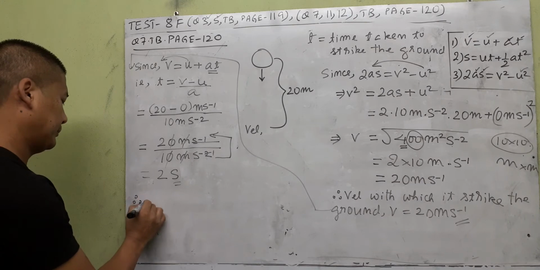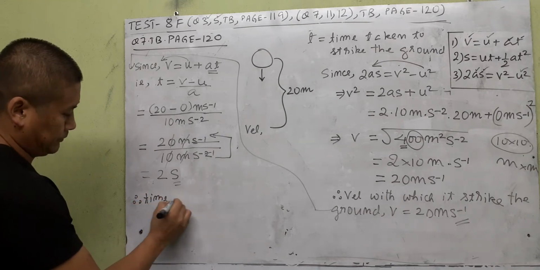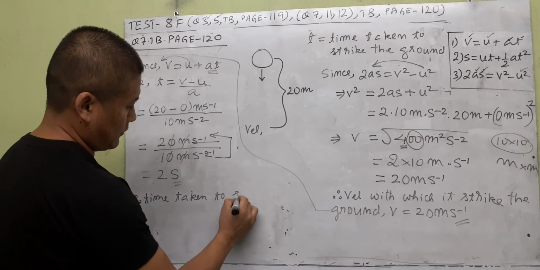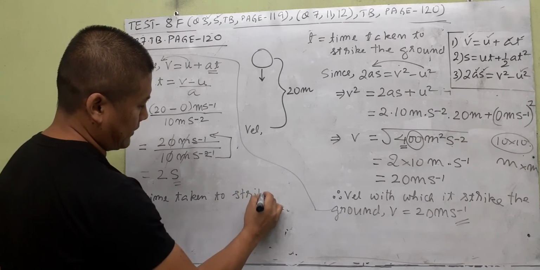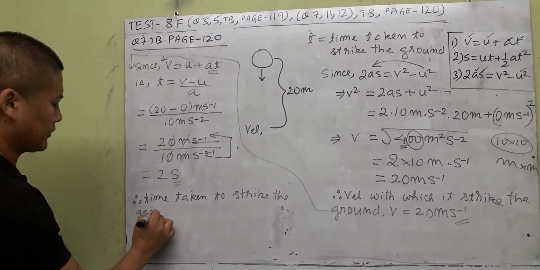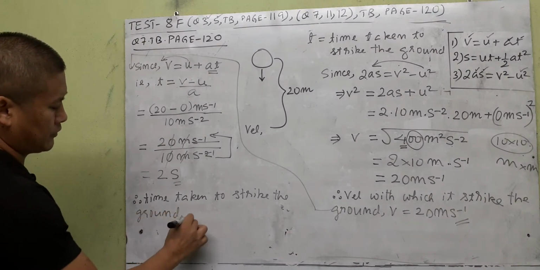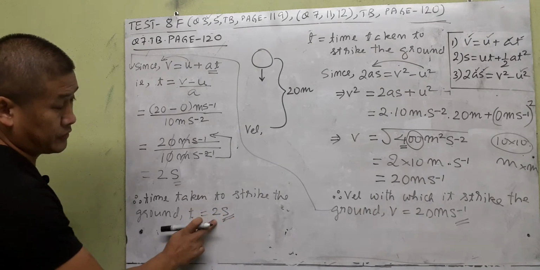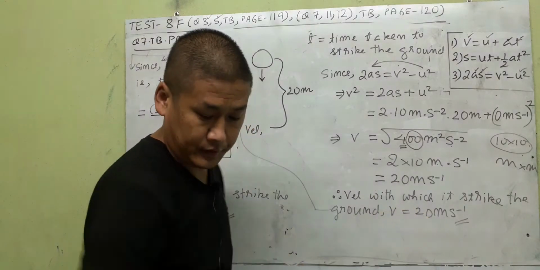Therefore, the time taken to strike the ground, in other words to reach the ground, which is denoted by us as t, is equal to 2 seconds. So this is your second answer, and this is your first answer.